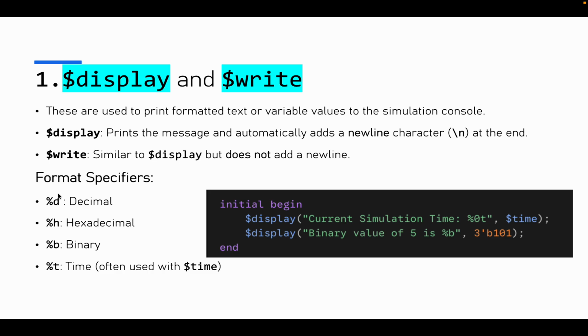To make this useful, we use format specifiers. Use %d for decimal, %h for hexadecimal, and %b for binary. If you want to see the current simulation time, use %t along with the $time task. This is the example for your $display and $write, where we use these format specifiers. We'll see the particular example on the EDA Playground tool.